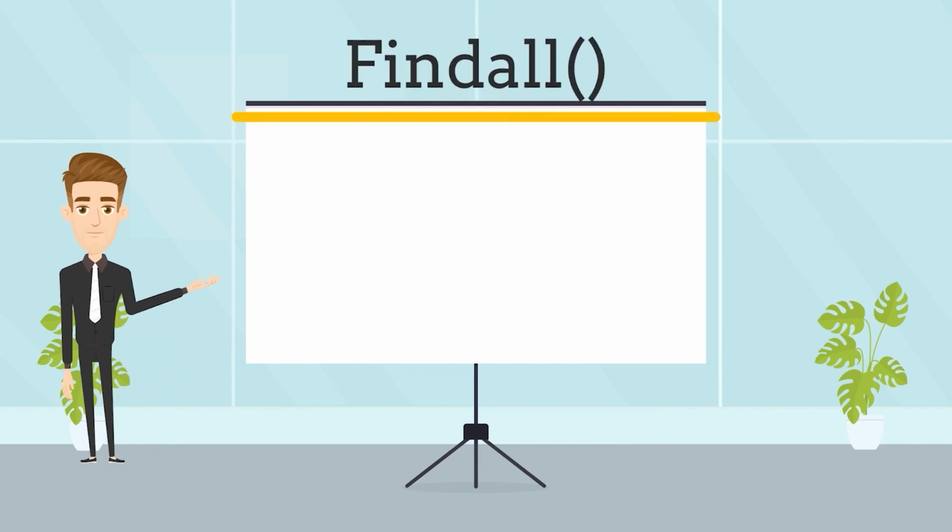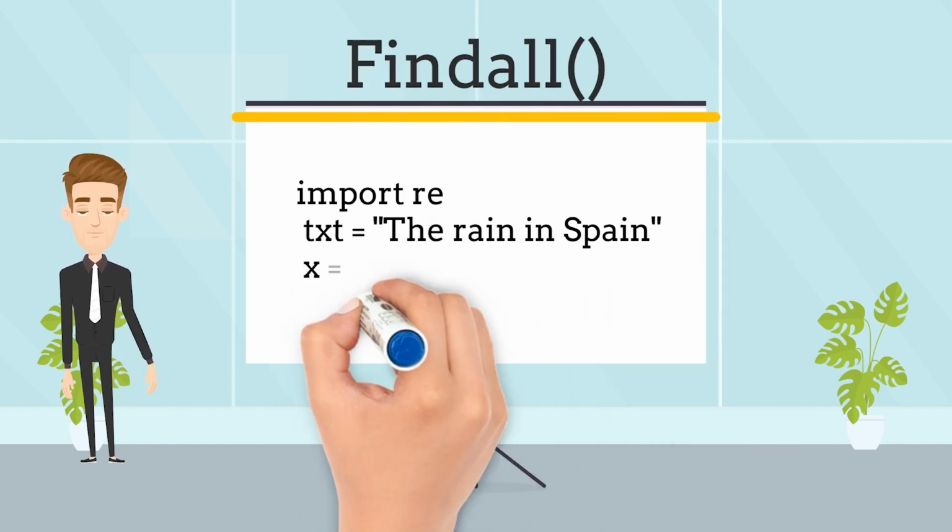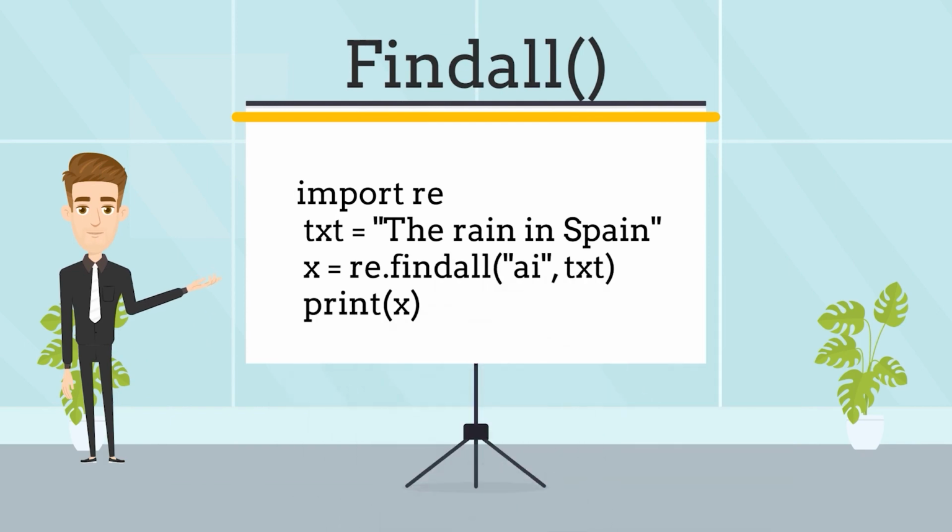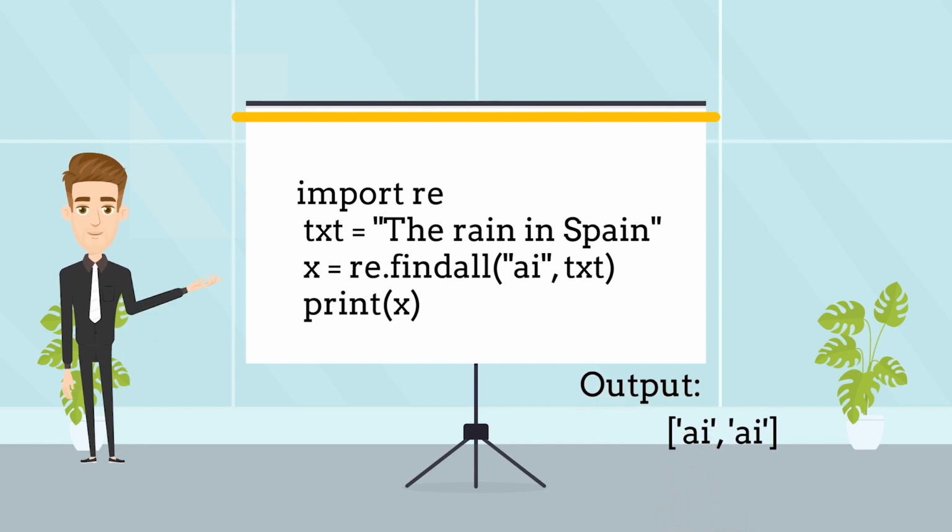Let's see the code example of the findall method. This code will return a list with a single element, "ai". The findall function searches for all non-overlapping occurrences of the pattern in the string text, which is "the rain in Spain". The resulting list will contain all the matches found. So, in this case, it will be "ai".